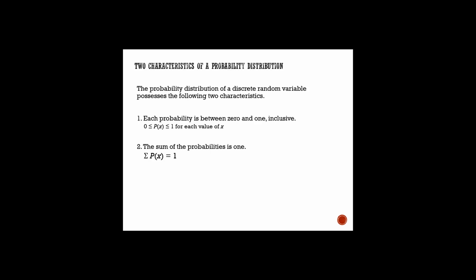There are 2 important characteristics of a probability distribution that you are responsible for. One of them is that each probability is always between 0 and 1, inclusive. It could be 0 and it could be 1. And the second one is the sum of all the probabilities is always equal to 1. You're going to remember this from the characteristics of other probability distributions that we were dealing with in the previous chapters. So these 2 rules shouldn't be anything new for you.